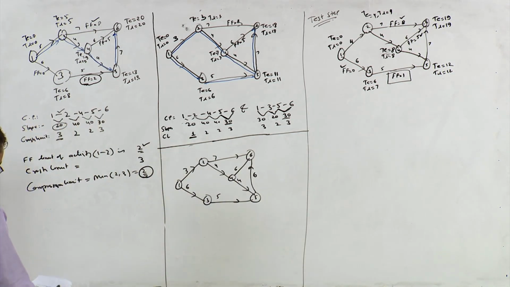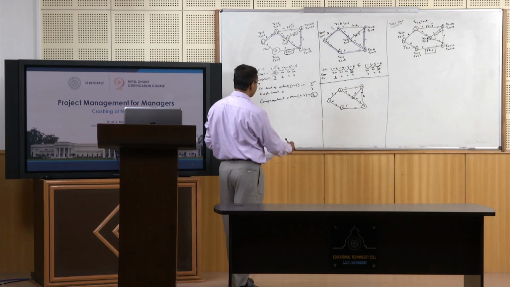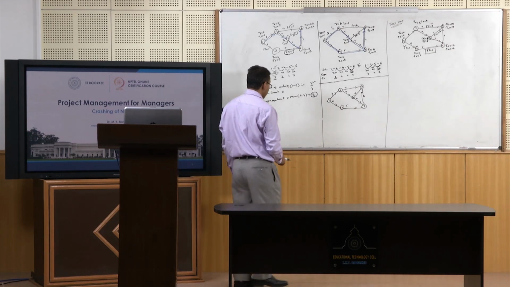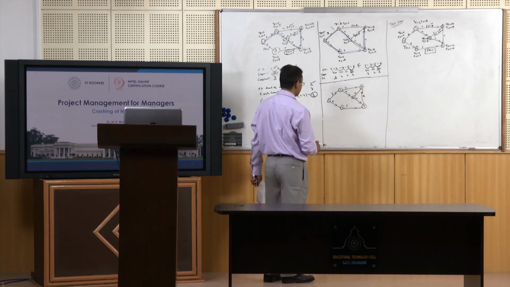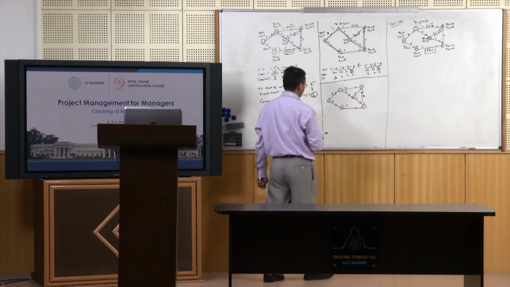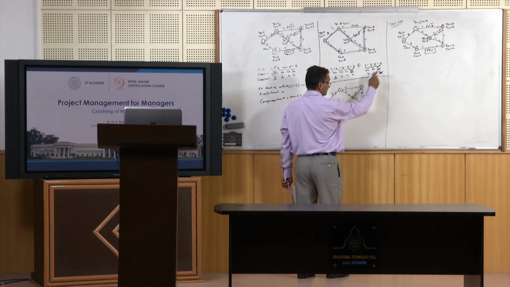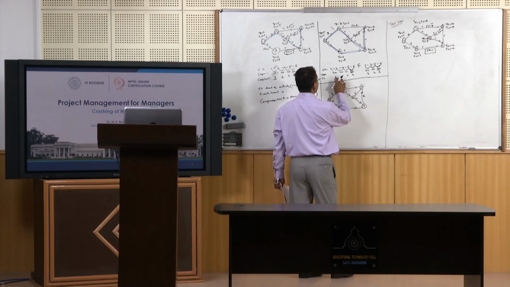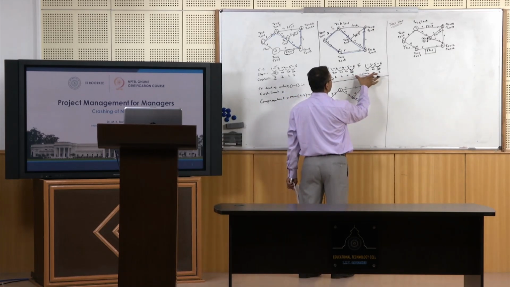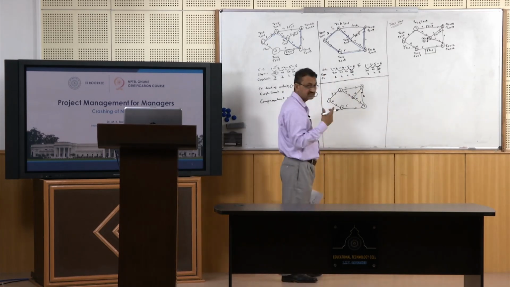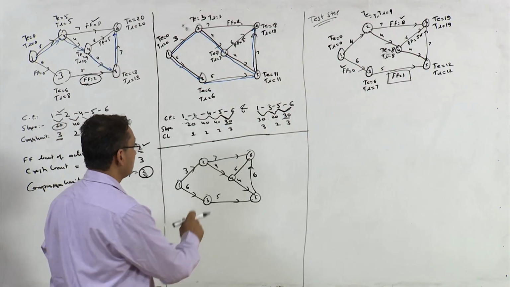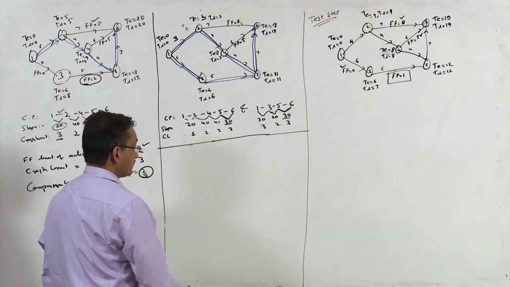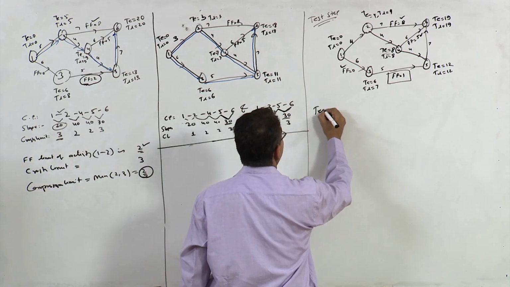In fact, you should do one more thing here. Since you are selecting 5, 6 and its crash limit is 3, you need to go for a test step before reducing it by 1 day. So let us go for the test step.